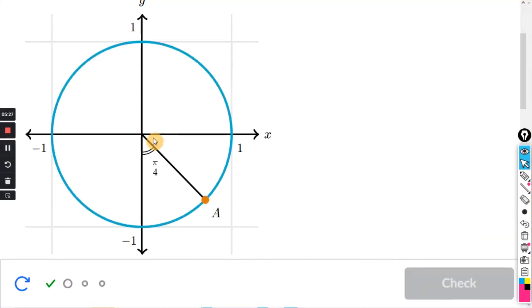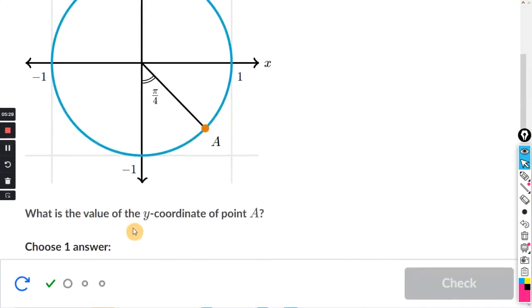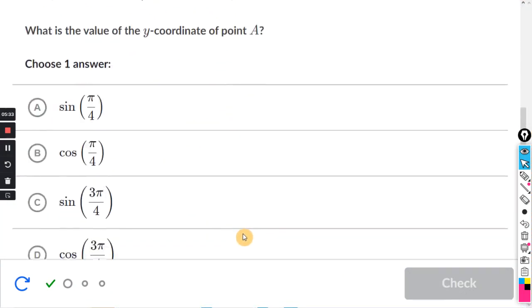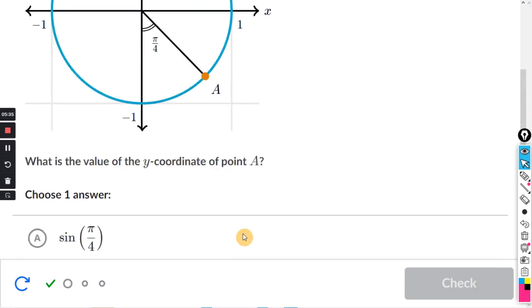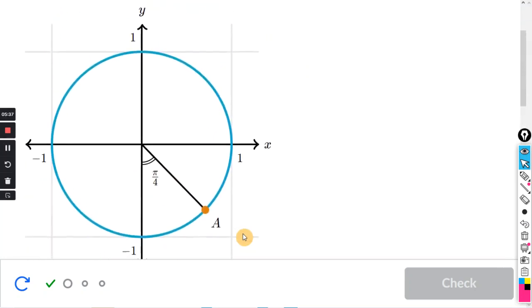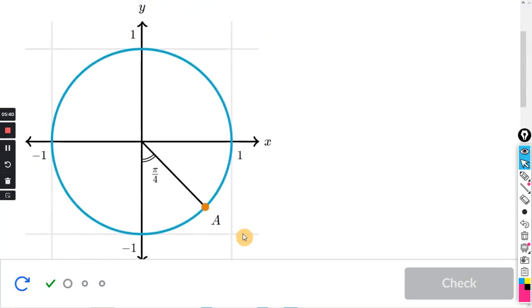Okay, again, we have our unit circle, and they want to know what is the value of the y-coordinate of point A. And all their answers are in the form of sine and cosine. All right, so first we have to find the angle theta. Remember, we start here at the positive x-axis, and you travel counterclockwise. So we want to find that angle theta.